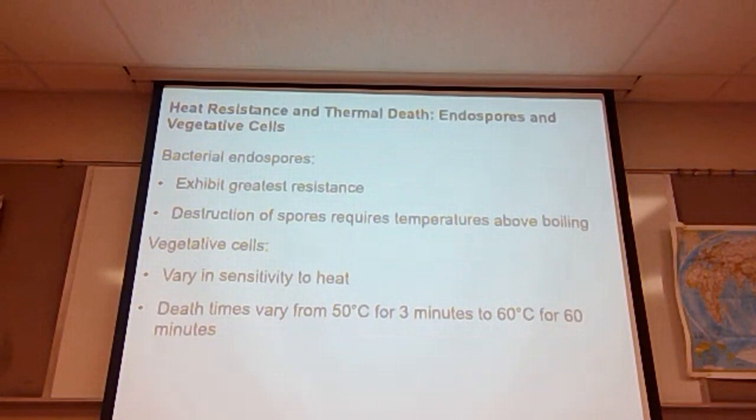Things that are heat resistant. And what is the thermal death point? Endospores versus vegetative cells. Well, bacterial endospores show the greatest resistance to heat. The destruction of these spores requires temperatures above boiling. That's why the process of making and canning foods, which human beings have done for a couple of hundred years, can be very tricky.